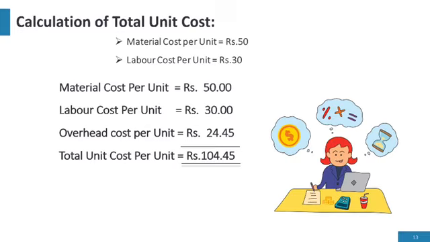Calculation of total unit cost. Material cost per unit equals 50 rupees. Labor cost per unit 30 rupees. Overhead cost per unit 24.45 rupees. Total unit cost per unit 104.45 rupees.